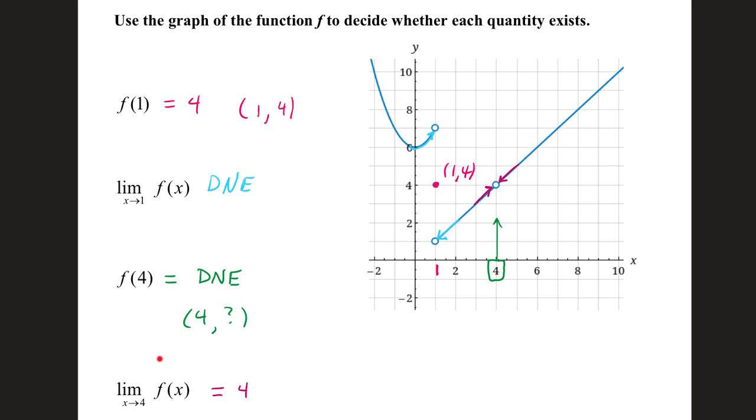At the very bottom, the limit as x approaches 4, I've got noted in green. As we approach from the left, the y value is approaching 4. As I approach from the right, my y value is also 4, and so that has a limit value of 4.